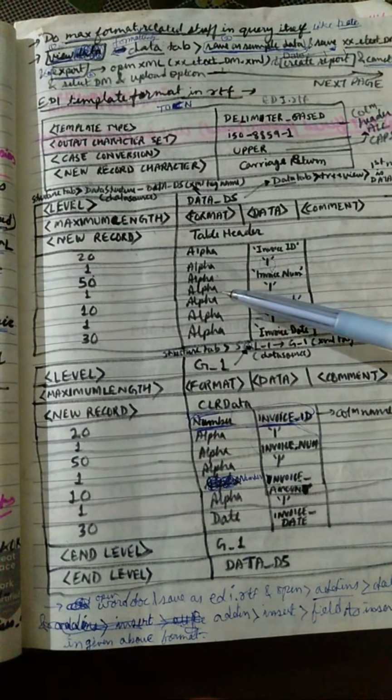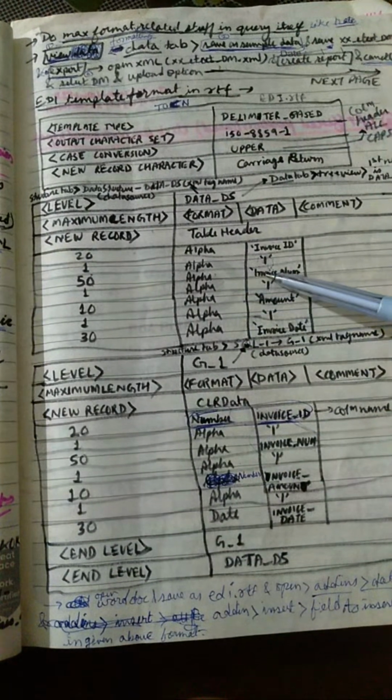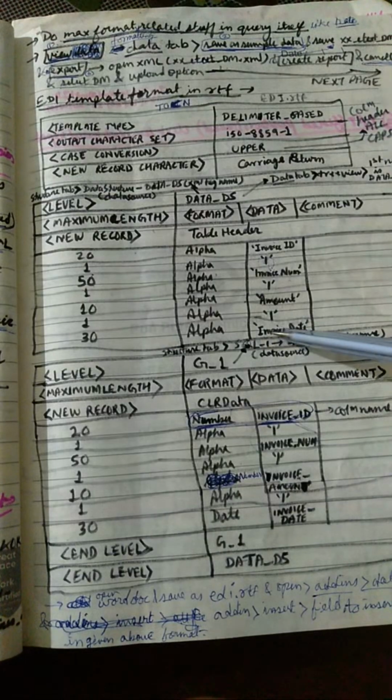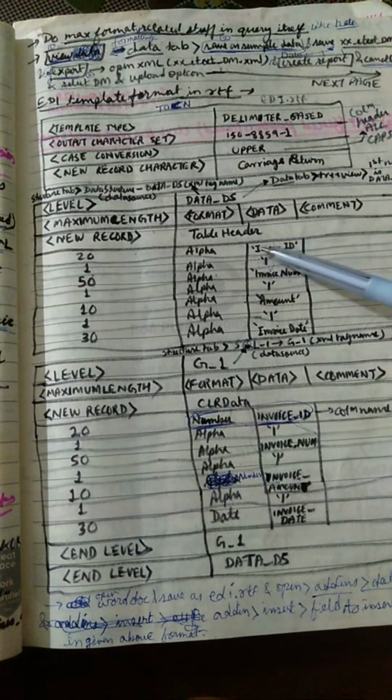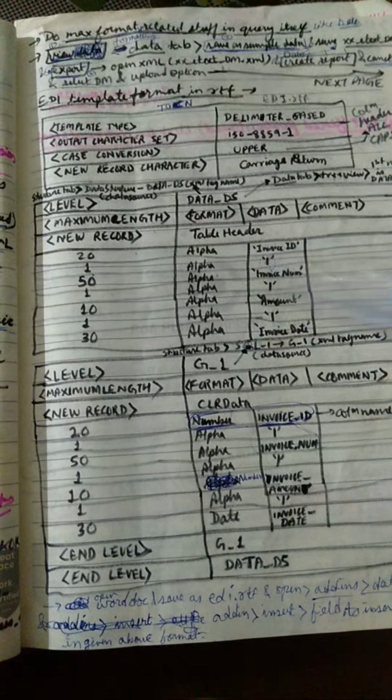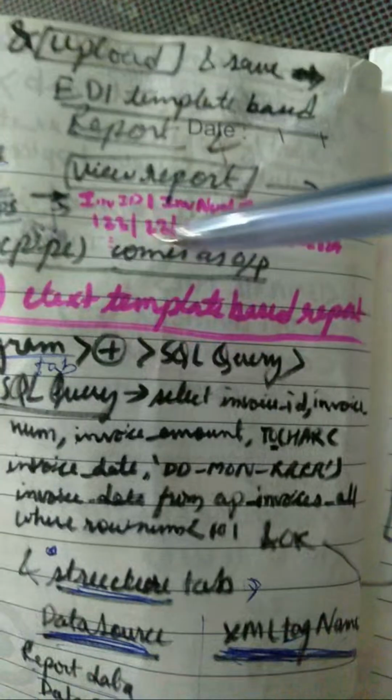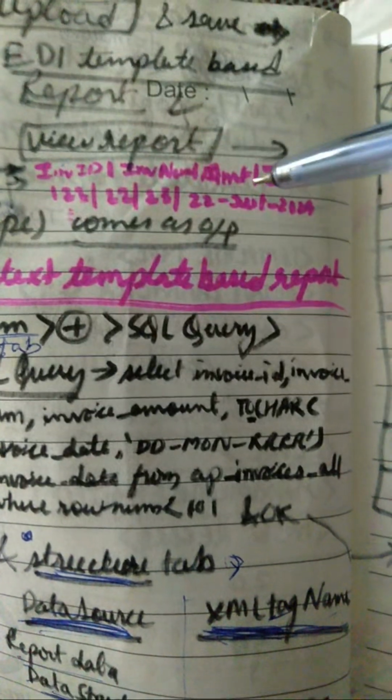So that's why I have taken alphanumeric values here for number and invoice date also. I want to show that this entire thing represents my first line here, like invoice ID, invoice num, amount, ID. That's why I have taken alphanumeric here. Now what is this level?